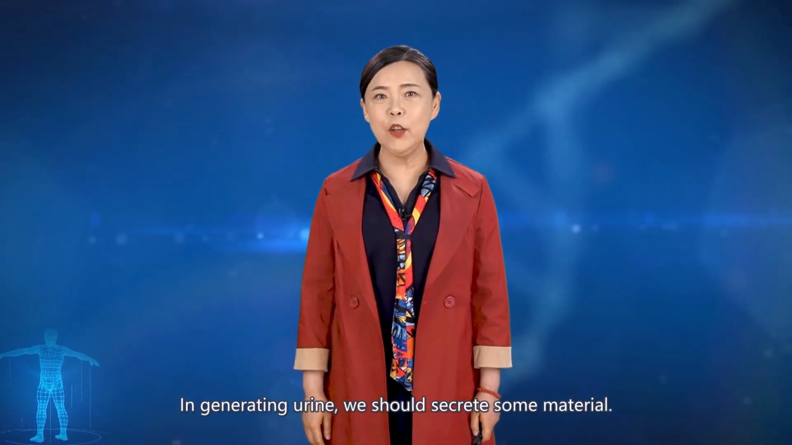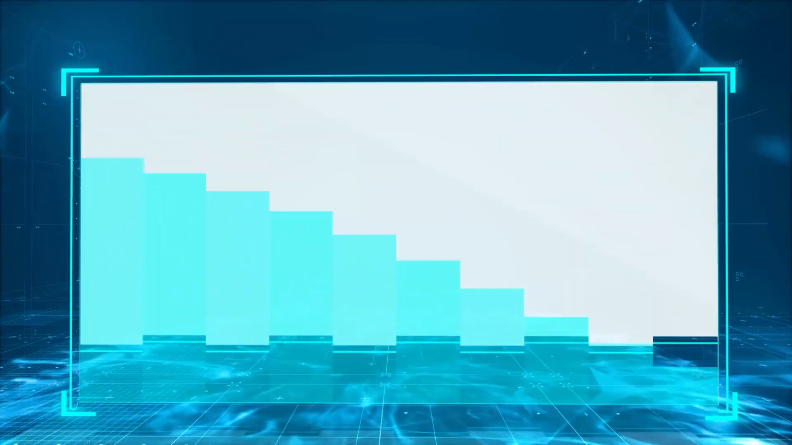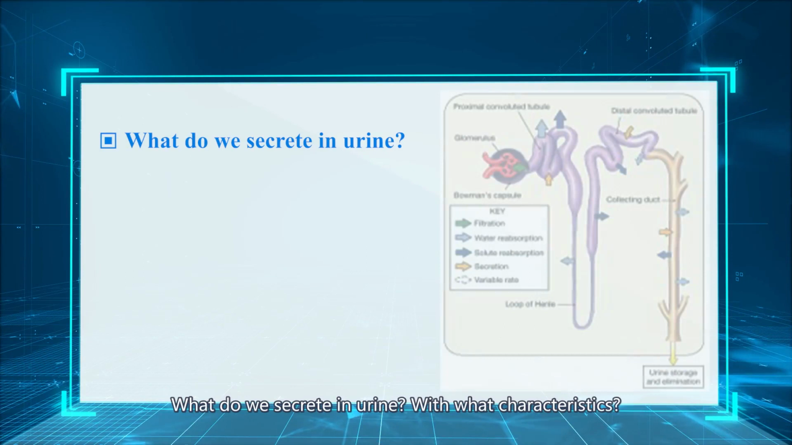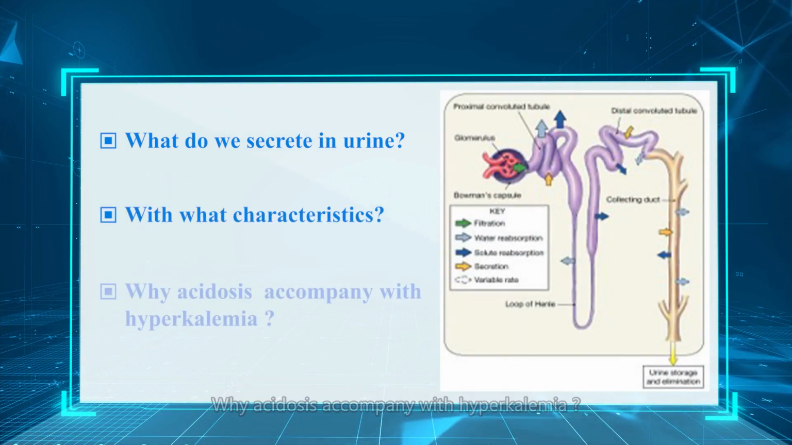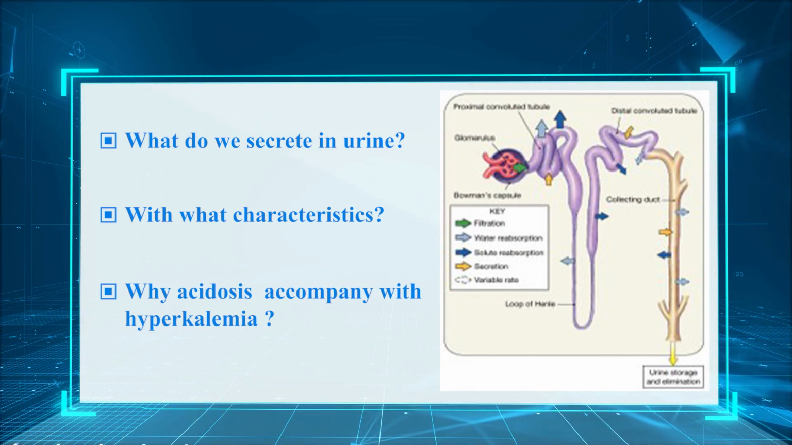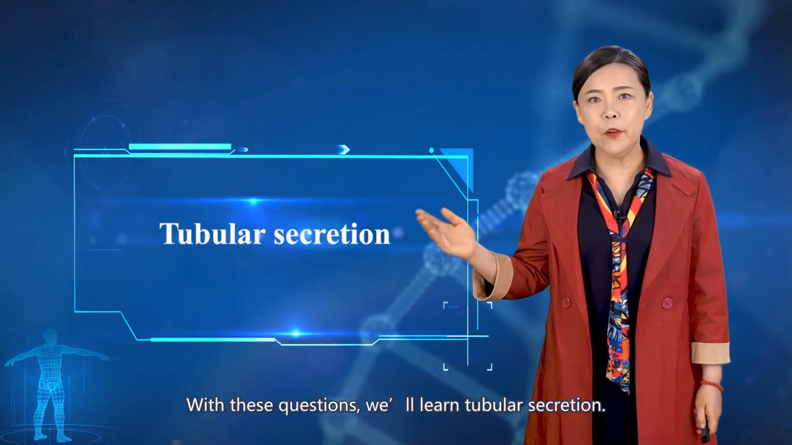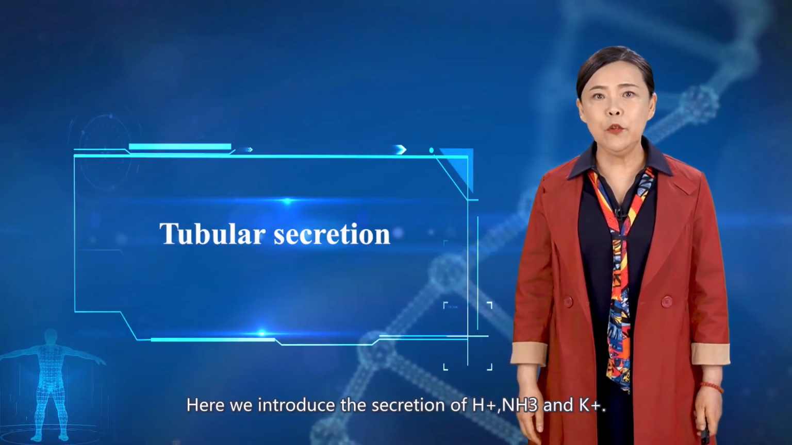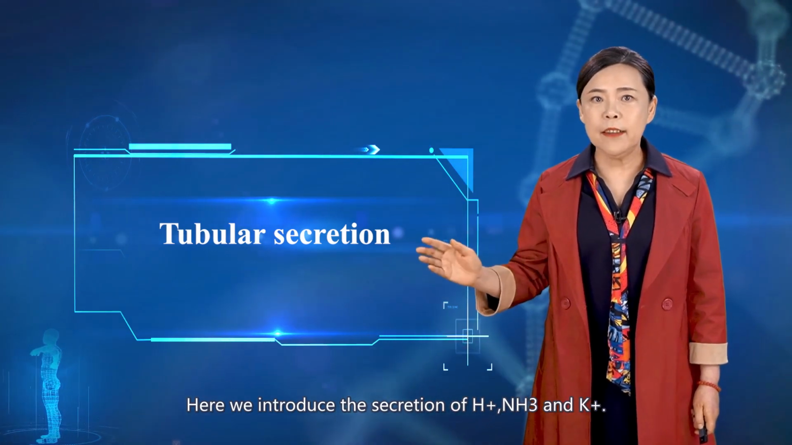In generating urine, we should secrete some materials. What do we secrete in the urine? With what characteristics? Why is acidosis accompanied with hyperkalemia? With these questions, we'll learn tubular secretion. Here, we introduce the secretion of hydrogen, ammonia, and potassium.